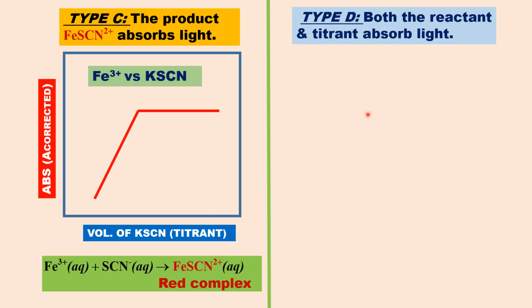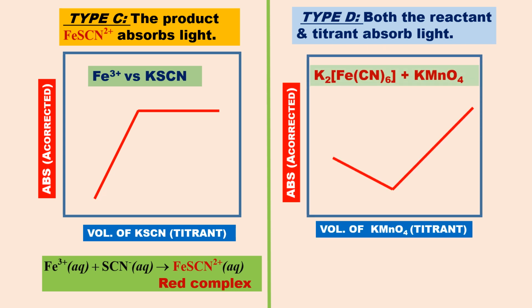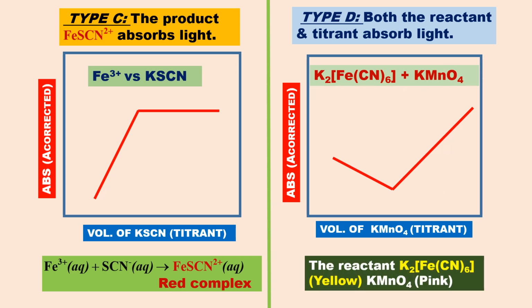Type D: in this case, both the reactant and the titrant absorb light. For example, potassium ferrocyanide, which is yellow in color, versus KMnO4 taken in the burette as titrant. The yellow color decreases due to oxidation. Ferrocyanide is converted to ferricyanide, and after the end point there is an increase in absorbance due to the pink color of KMnO4.